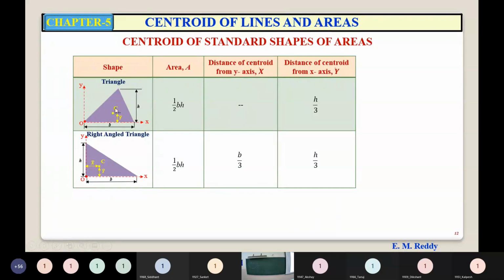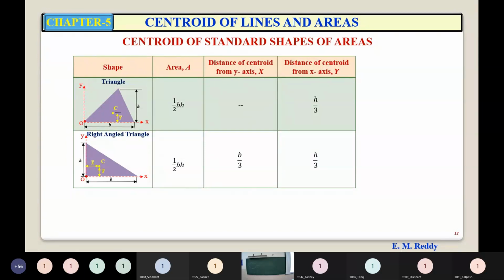If you want to find out x bar, you have to divide this triangle into two right angled triangles. Because in a right angled triangle, if you consider one side as a base, other side becomes height. You can measure always from base. For example, here, base, if you take along x-axis, y bar is equal to 1/3 of height. Suppose, if you consider this h as the base of the triangle along y-axis, then b becomes height because both are perpendicular, right? So from base, we know it is 1/3 of height. That means when you measure from y-axis, x bar is equal to 1/3 of b.